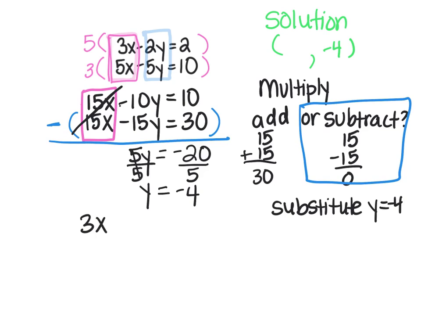excuse me, that should be minus 2y, but instead of y, I'm going to put a placeholder equals 2. And in that placeholder, I'm going to put in negative 4. So we're going to do 3x, negative 2 times negative 4 is going to give me plus 8 equals 2. So then we're going to solve for x now.